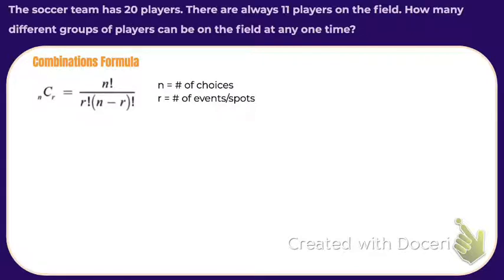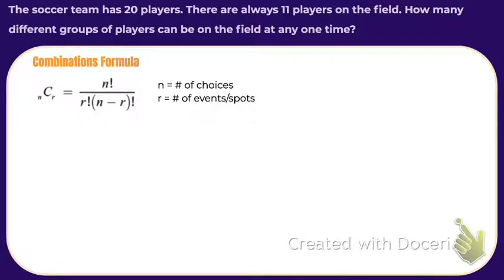When I say order doesn't matter, if you think of the coach having a list of all the 11 players that are on the field at one time, if you change the order of a couple of names, that doesn't change the fact that these are the 11 players on the field. The order does not matter. So we're going to use this formula here on the left.